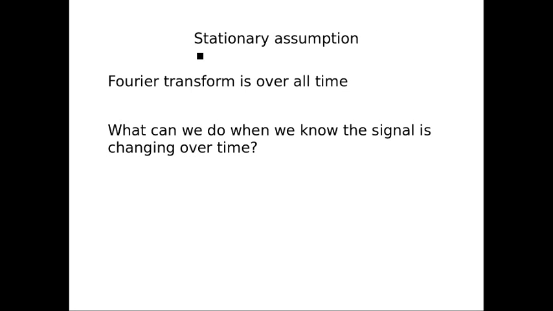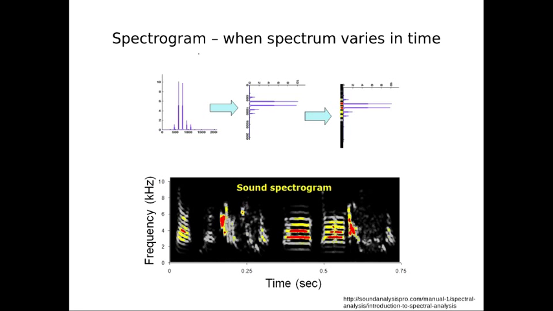So far we've been talking about calculating spectra for signals over all the time that the signal was collected. And this assumes that there has been no change during the data collection time period in the spectral components. So this is often not the case. And what can we do when we know that the signal is changing over time? Okay, well, one option is to display this as a spectrogram.